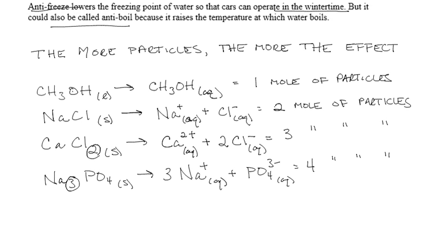So in summary, a colligative property depends on how many particles are in the solution. The more particles you have, the greater the effect in both directions. It raises the boiling point and it lowers the freezing point, which is why we put salt on roads in the wintertime. We want to lower the freezing point of the water and ice. So instead of water freezing at 0 degrees Celsius, now maybe it won't freeze until minus 10 degrees Celsius.